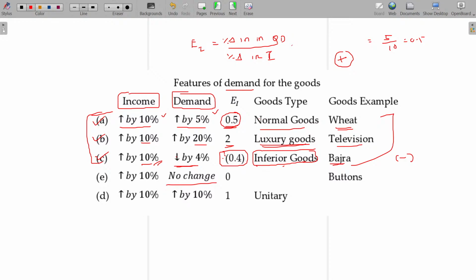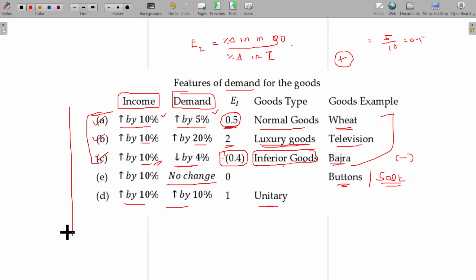Sometimes we don't have change. Buttons can be linked with salt. You don't spend more money on salt, right? Whether the price increases or not, you have to purchase the same quantity of salt, not more or less. Similarly, dress buttons. Okay, very rare. What's the use at all? And if both are the same, then it's called unitary, a rare situation.